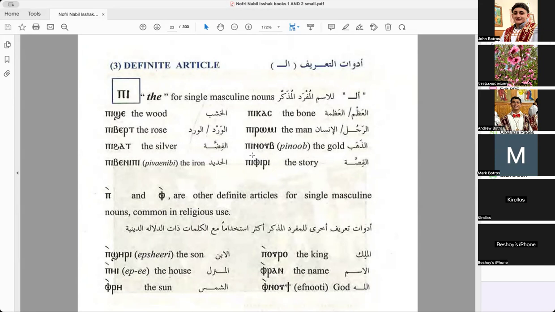So for masculine singular, we use P, and we have a list here that we actually practiced last time. P she, which is the wood. P vert, which is the word or warda. P hot, which is fadda or silver. P veni p, the iron. P kas, the bone. Kas is bone. P romi, the man. P noob, الذهب or gold. And then P fiery, the story, hikayah, right?